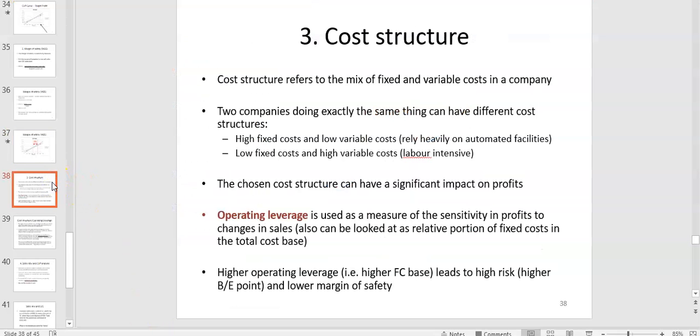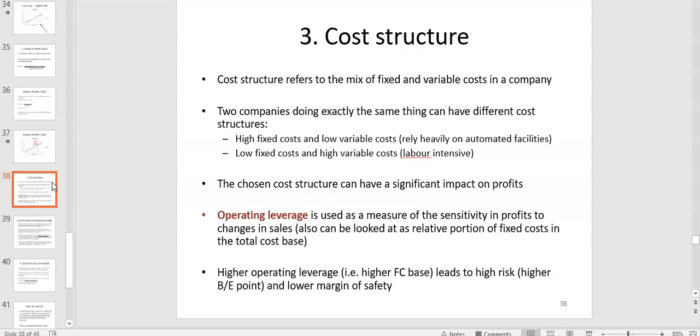So the second last piece we want to look at is the whole idea of the cost structure. Because if you think about it, you could have two companies doing the exact same thing, manufacturing tables. One could have very high fixed costs because they're a very automated production process, whereas another one could have very low fixed costs because they're very labor intensive. And it's very much driven by a labor-driven production process. But this cost structure can impact profits, and we call this operating leverage.